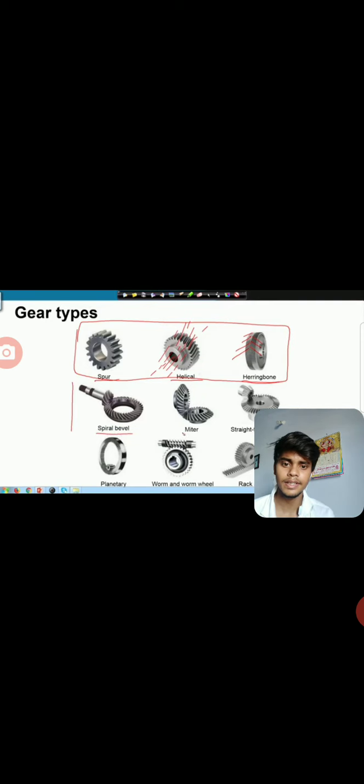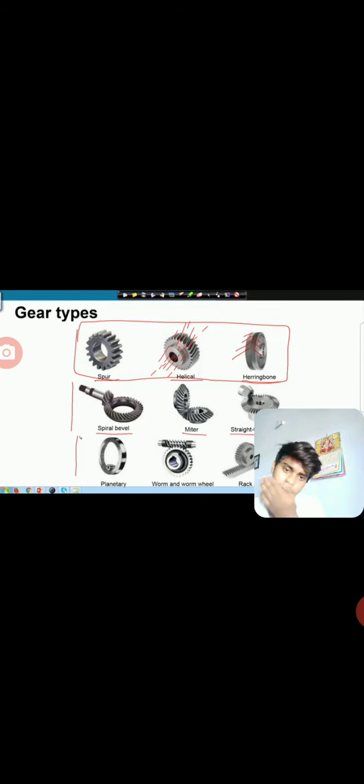The next set is spiral bevel and straight tooth bevel gears, and these are used to connect two non-parallel shafts, intersecting and sometimes not intersecting. In these examples they are all intersecting shafts at 90 degrees, and this one has different angles as well.